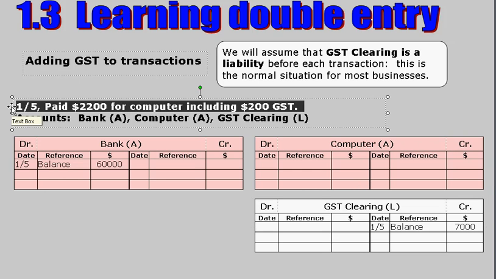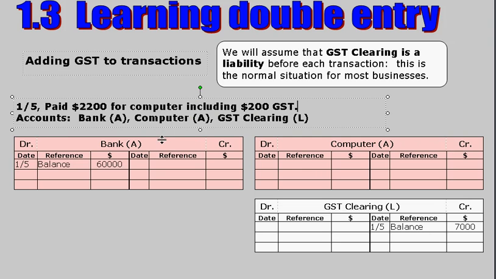We paid $2,200 for a computer which included $200 GST. So that means our bank must have been reduced by the full amount, $2,200. So credit entry, that reduces the asset. You write the name of the accounts that are affected, in this case it's computer, $2,000, and it's also GST clearing, $200. Now you could put that on the one line if there was enough space. So two credits here, $2,000 and $200 to reduce the bank by the full amount, $2,200.